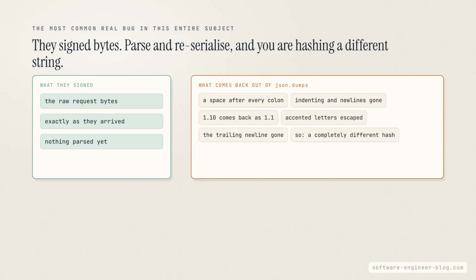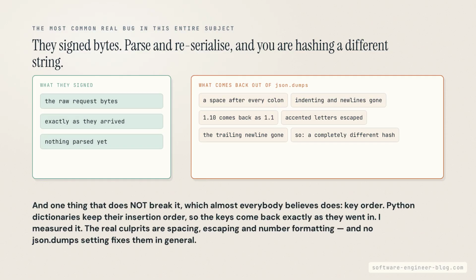And here is a correction, because I checked. Almost everybody says the problem is key order. In Python, it is not. Dictionaries keep their insertion order, so the keys come back exactly as they went in. The real culprits are spacing, escaping, and number formatting. And no combination of settings makes reserializing safe. I tried the tuned version too, and it scored worse.